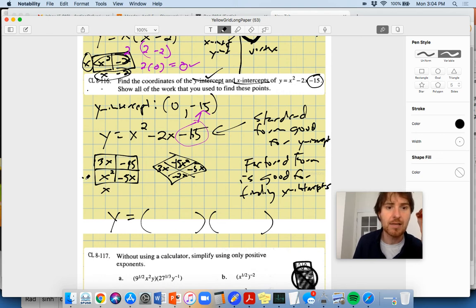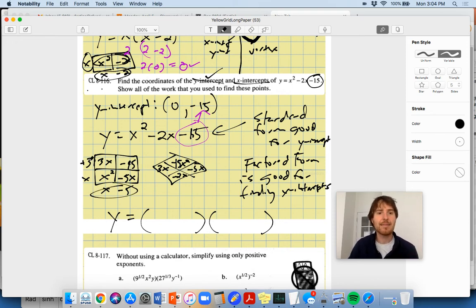So I get x here, x times x is x squared, x plus 3, so 3 times x is 3x, minus 5. It's easy as that. Look at that. Negative 5 times x is negative 5x. Negative 5 times 3, negative 15. It works. Perfect, okay? So now I got this.